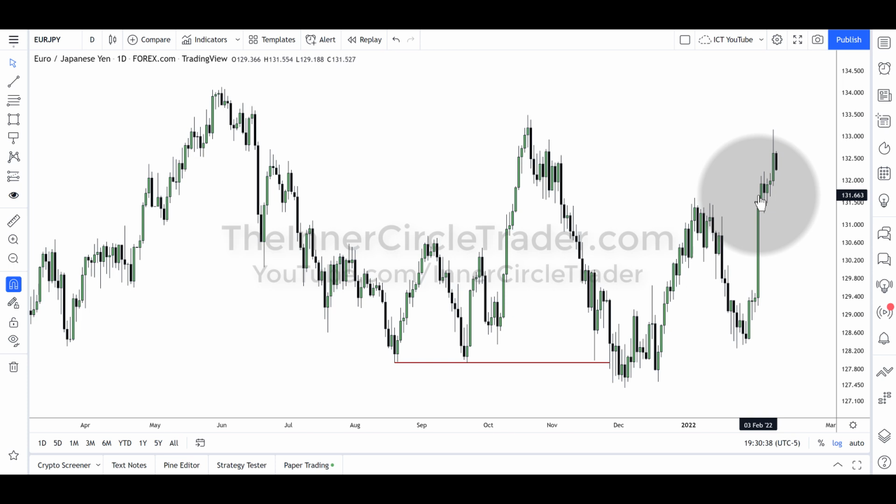sends it higher. What's above here? Buy side liquidity. This old high back here could be a draw on liquidity as well. So there's going to be buy stops. Whether it trades there or not, it's irrelevant. It's likely to draw to it.